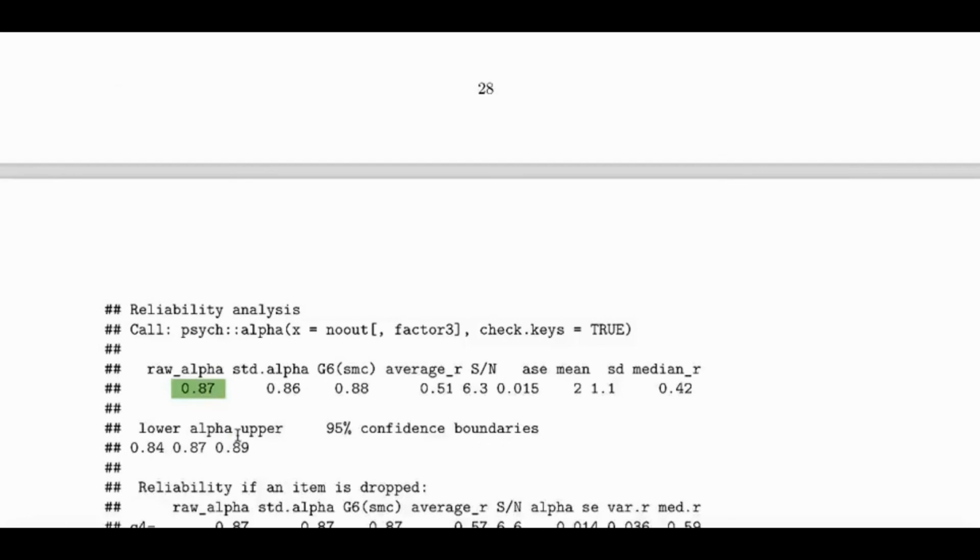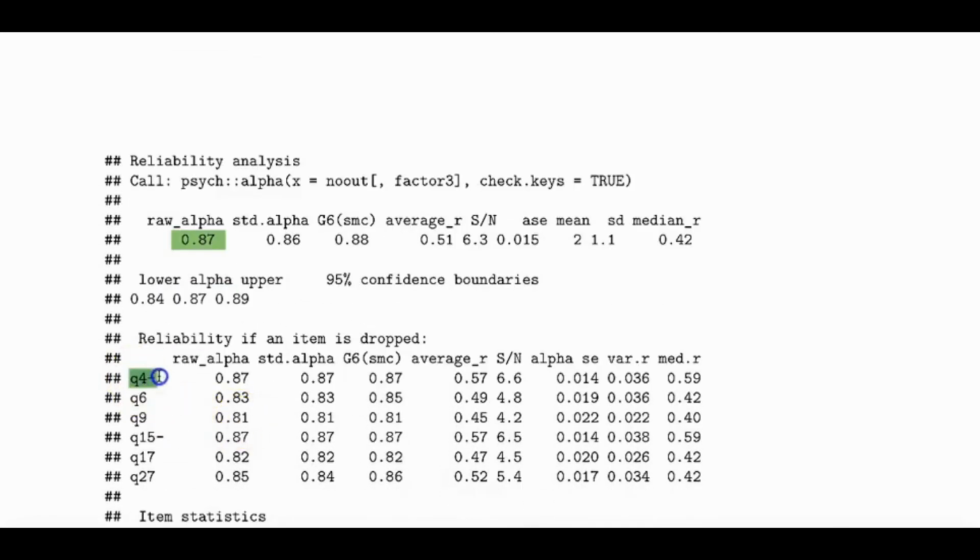This is my alpha. And it's funny because it actually found the opposite. It found the ones that do not need to be recoded, and that's what this alpha if item deleted shows. I actually tried it without the check keys option, and it doesn't realize that it needs to be recoded. It gave me something very low here, and that's how I know that the items need to be recoded.